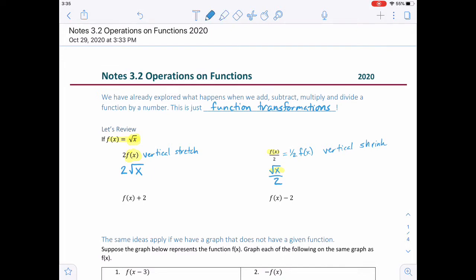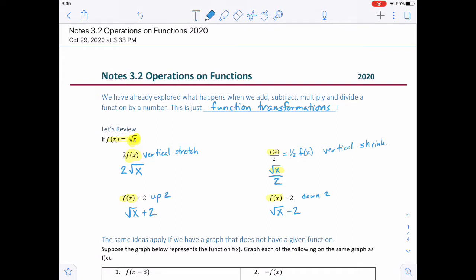If we want f of x plus 2, remember this would just be up 2. We're just going to again replace f of x with root x plus 2 on the outside. If we want to subtract 2, it's just down 2. Do the same thing we've been doing. We're going to replace f of x with square root x minus 2. And so that's all we do if we want to add, multiply, subtract, or divide by a number.